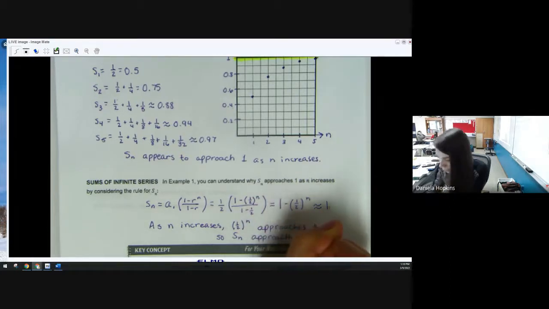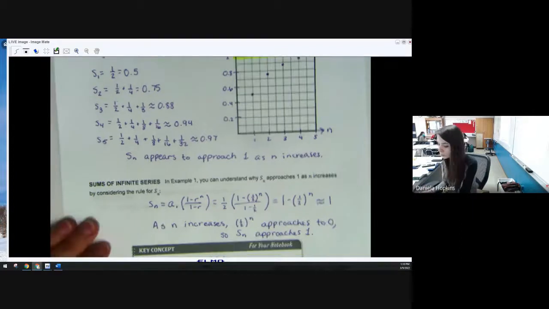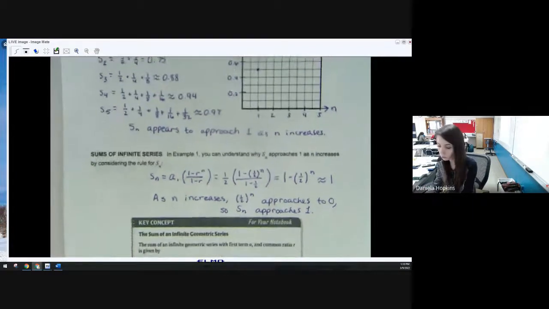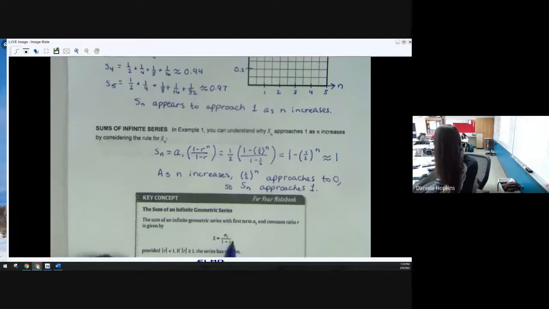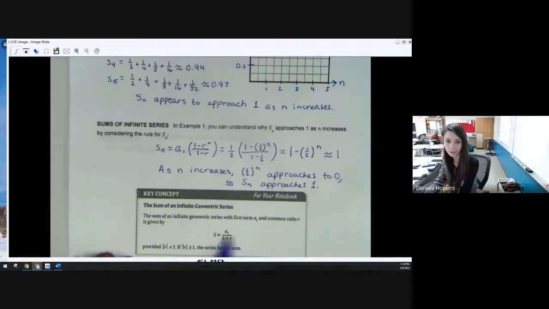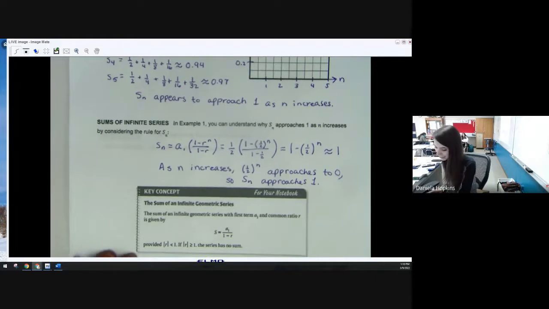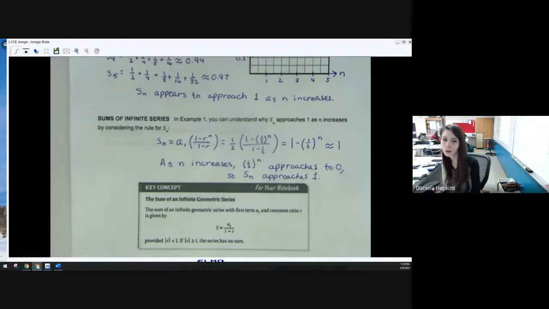Now your book, again, this is where I shortened it. Your book has an explanation of how that jumps down to this formula here. Recognize this formula? I accidentally gave it to you in the last section. We crossed it off. It's back. Here it is. So this is the formula for the sum of an infinite geometric series. The sum of an infinite geometric series with first term A1 and common ratio R is given by this rule: S equals A1 over 1 minus R.